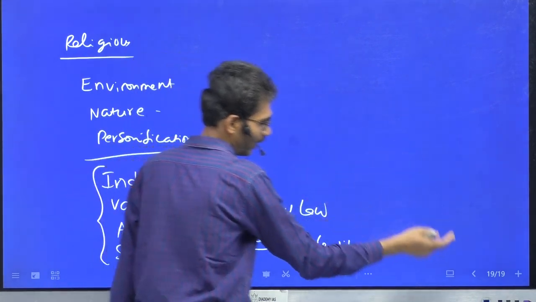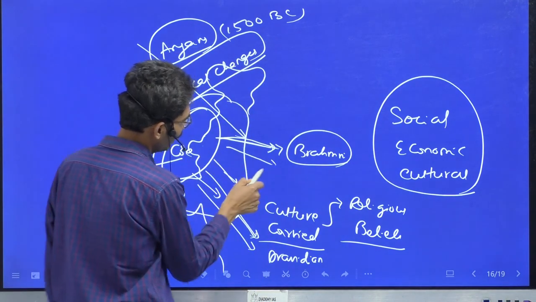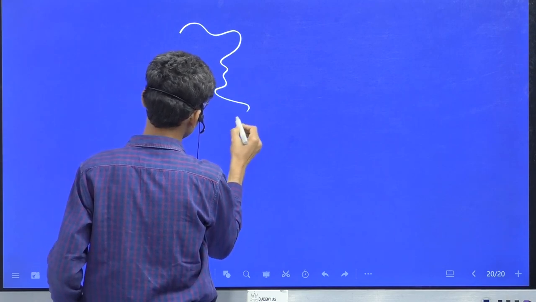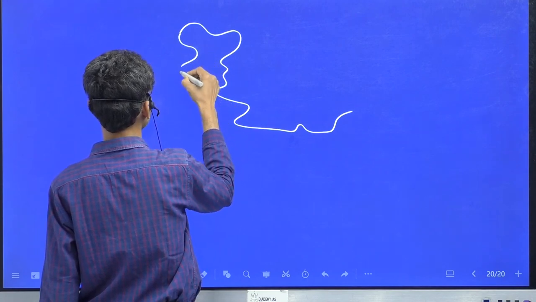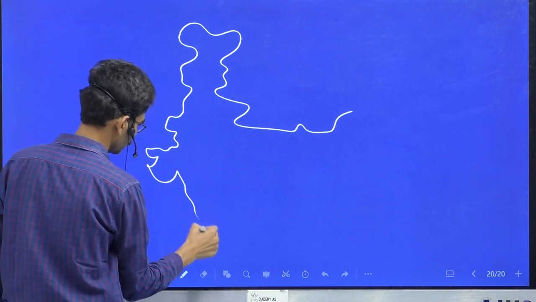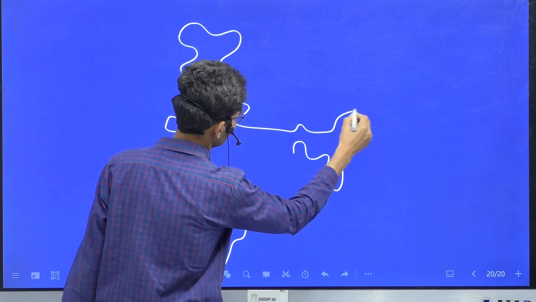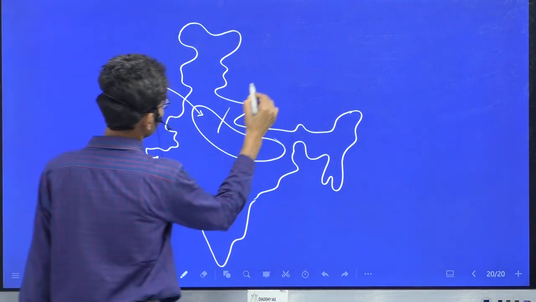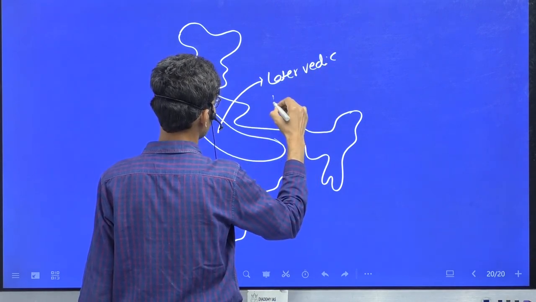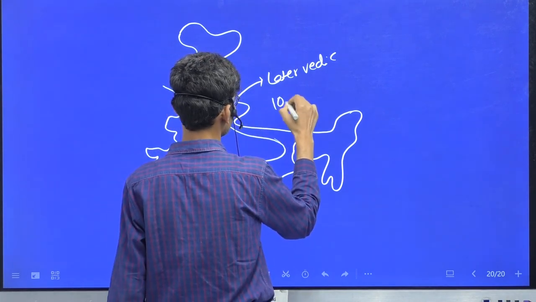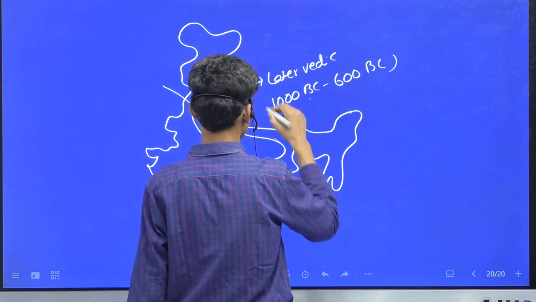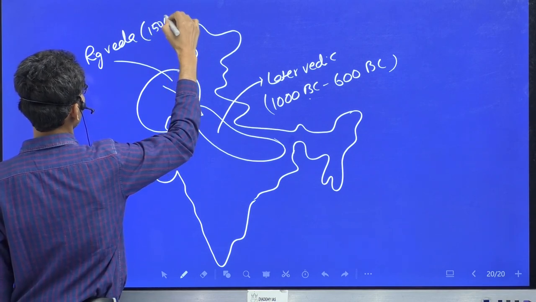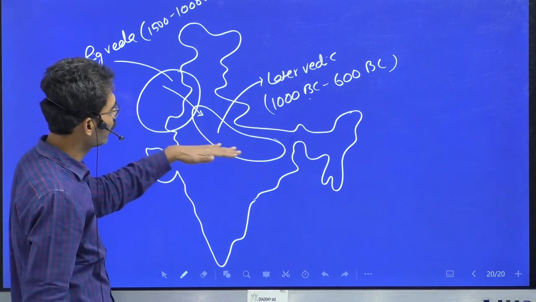Now gradually, from this area, they gradually move to the Gangetic Valley. So these people, by the later Vedic time period, this is from 1000 BC to 600 BC. So this is the Rigvedic period, 1500 to 1000 BC. This is called the later Vedic time period.